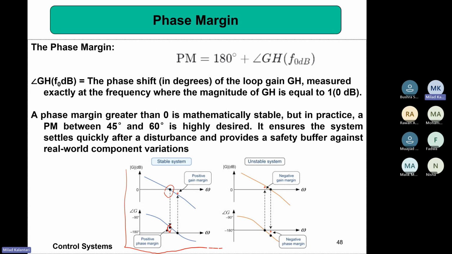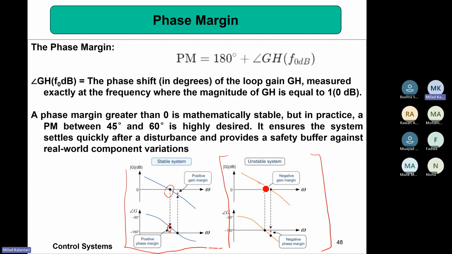And this you call phase margin, or positive phase margin, means that it still has more room to reach 180 degrees. So this system, let's say we call it stable, right? In the other case is how the other unstable case looks like.